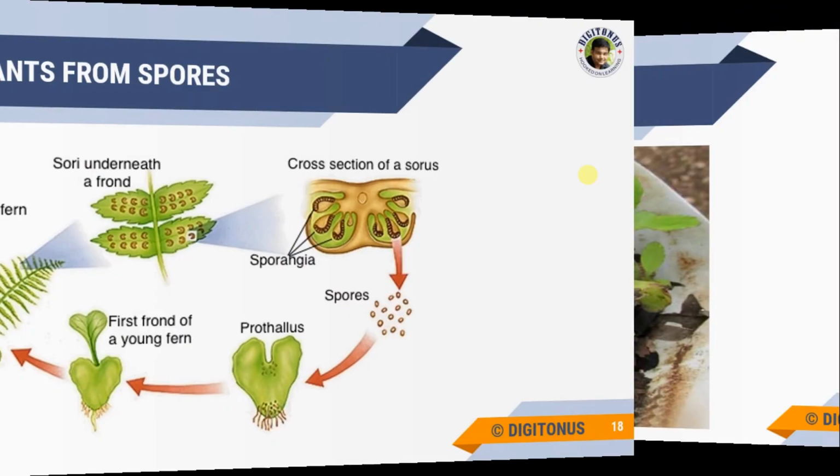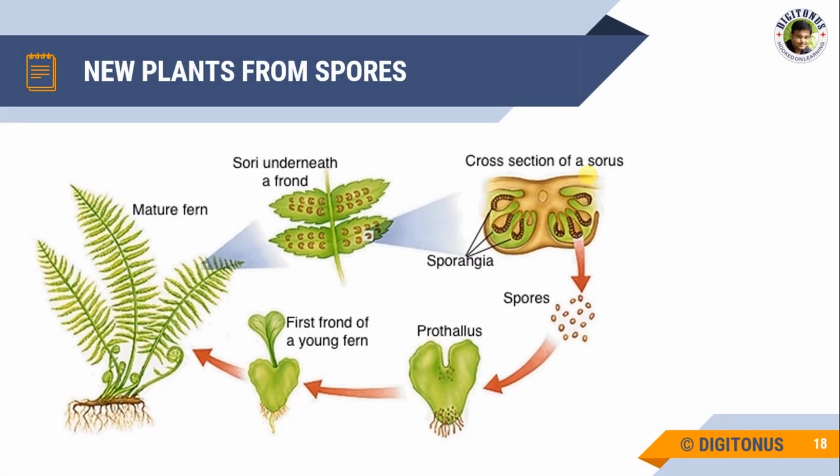Growing plants from spores. Ferns and mosses do not have seeds. They have a tiny structure called spores. Mushrooms and ferns reproduce with the help of spores.